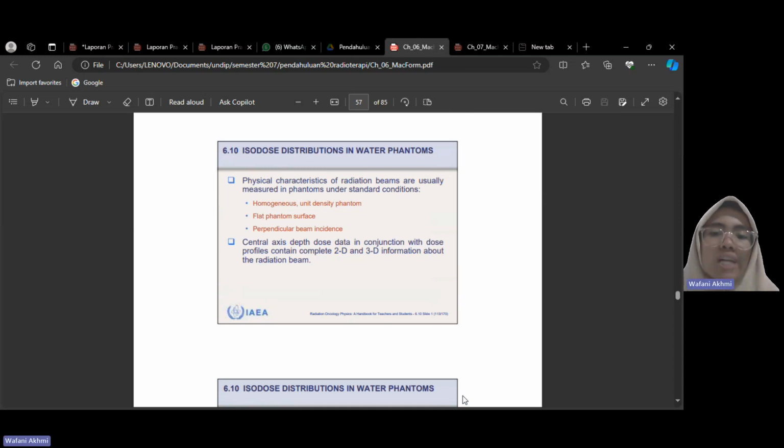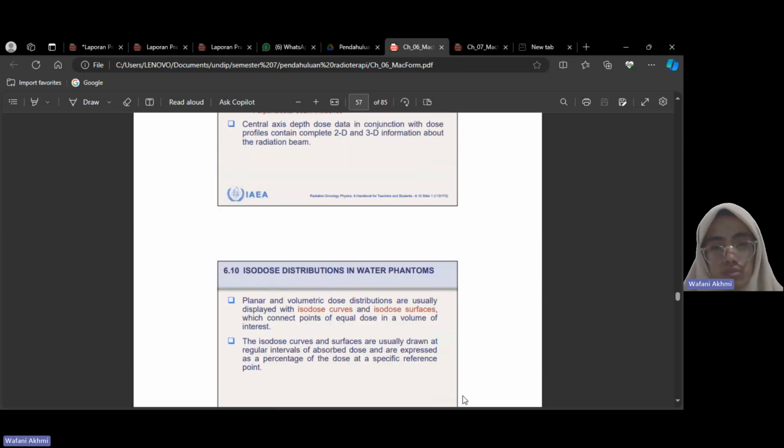Isodose distribution in water phantom. Physical characteristics of radiation beams are usually measured in phantom under standard conditions: homogeneous unit density phantom, flat phantom surface, and perpendicular beam incidence. Central axis depth data in conjunction with those profiles contain complete 2D and 3D information about the radiation beam.